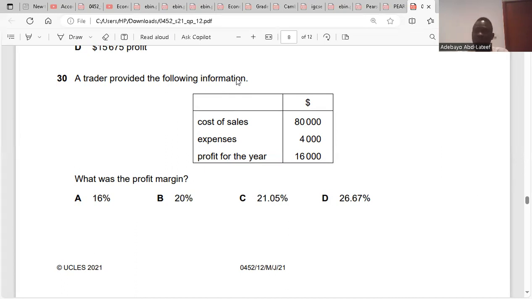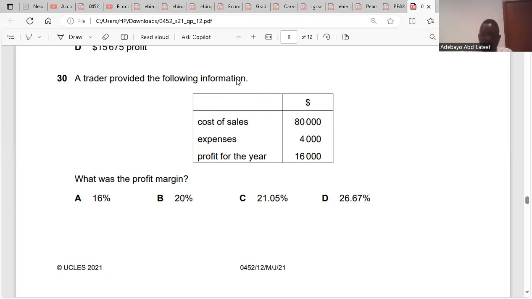So now that we know gross profit, we need to find the sales. We're not given sales, we're given cost of sales. Note, gross profit is sales minus cost of sales. So sales will be gross profit plus cost of sales. Gross profit is 20,000, plus cost of sales, which is 80,000. So our sales will be 80,000 plus 20,000. So our sales is 100,000. Clear, right? The value of sales now is 100,000.